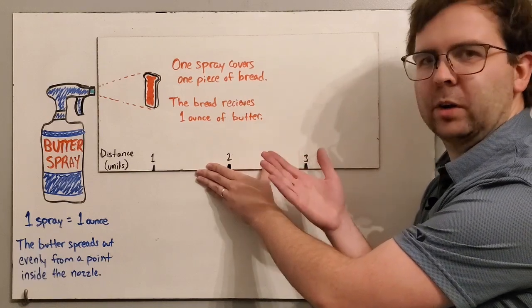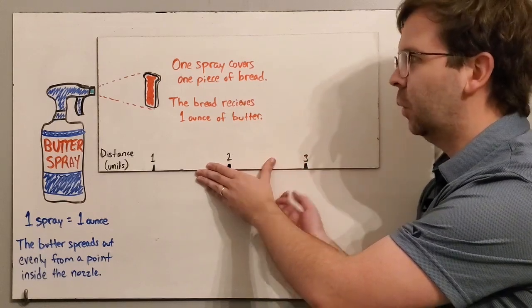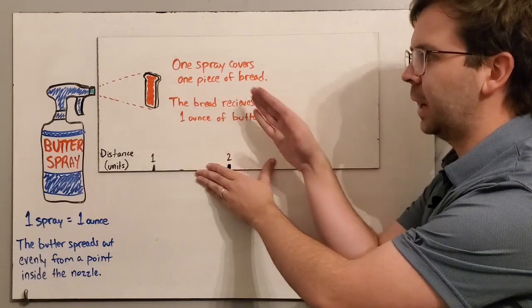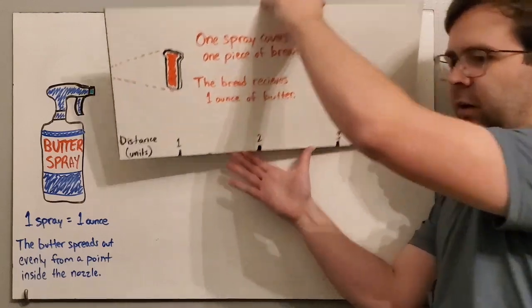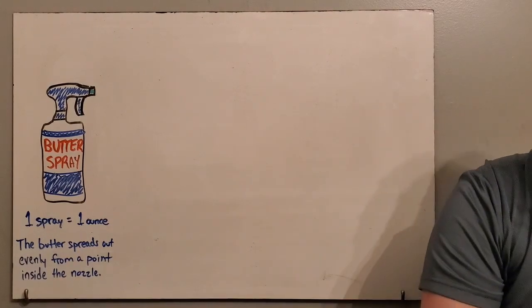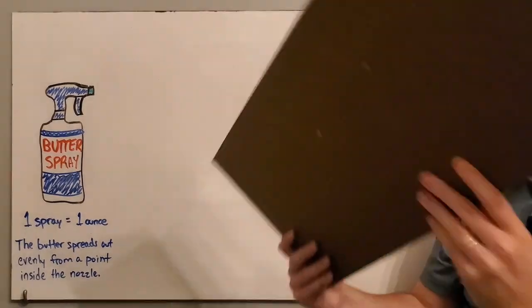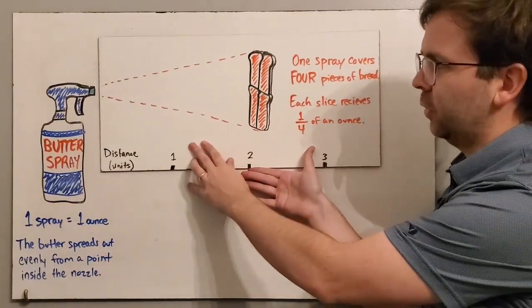But what if you wanted to cover more bread in the same amount of spray, in the same amount of time? Well, if you took this piece of bread and moved it back to a distance that was twice as far away, then something interesting happens. Instead of covering 2 slices, the butter spray covers 4 slices.